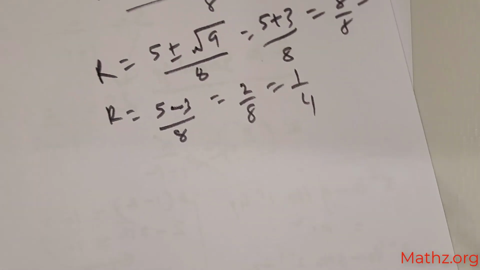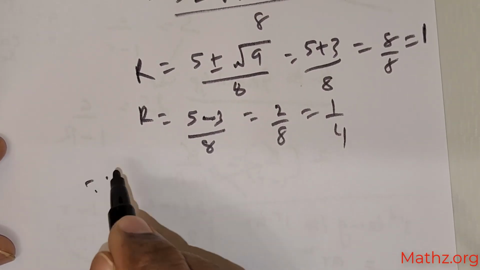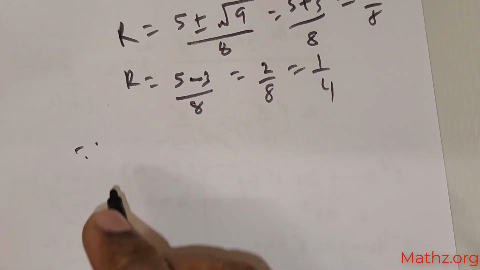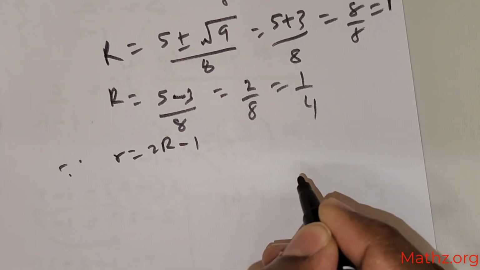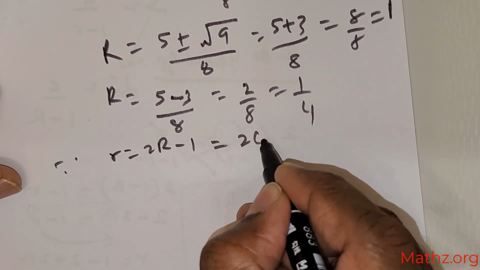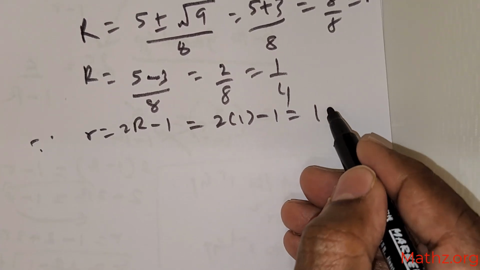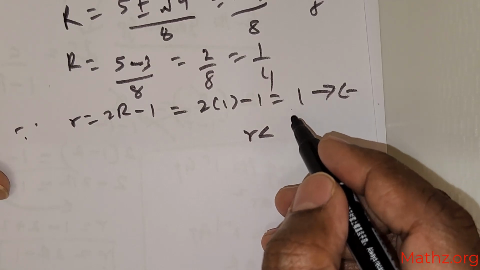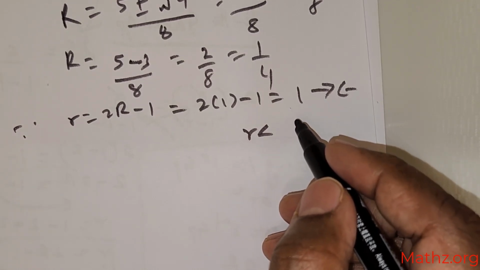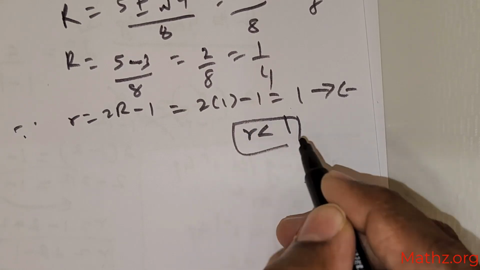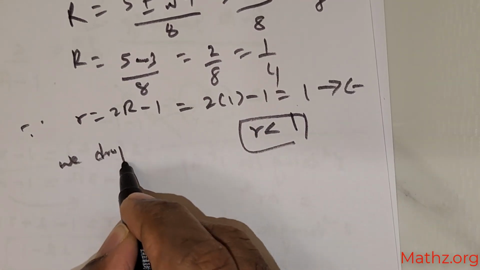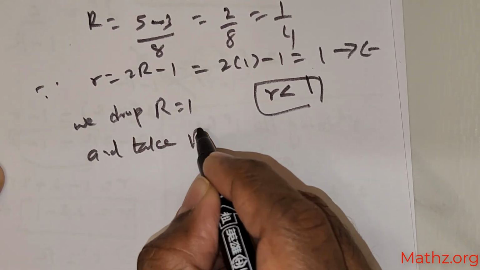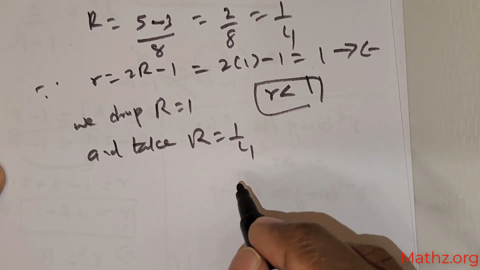Now we have to find the common ratio. Since capital R is equal to 2 times r minus 1, I substitute 1 and I get 1. Now this is a contradiction. Why? Because capital R cannot be equal to 1. It should be less than 1. That's a common ratio principle. Right, so we drop r is equal to 1 and take r is equal to 1 over 4.